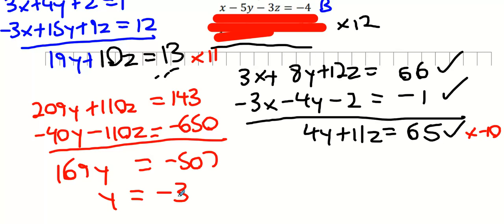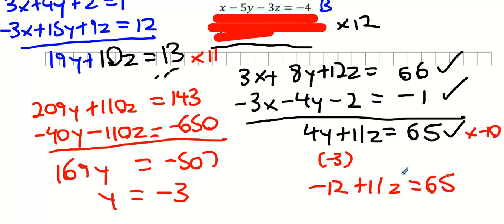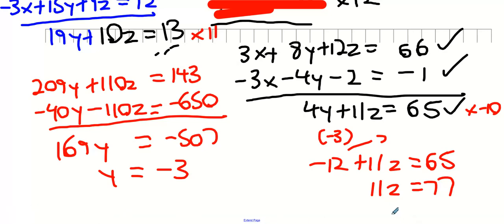y is minus 3. Bring it back up and sub it in. So we get minus 12 plus 11z is 65. Bring the 12 over the other side, and what do we get? 11z is 77. This implies that the z value is, we'd hope, 7. Is that right?